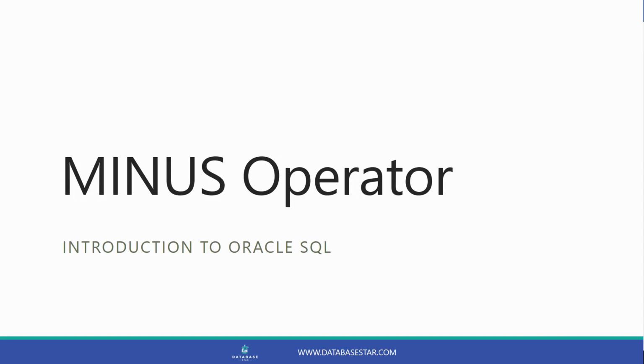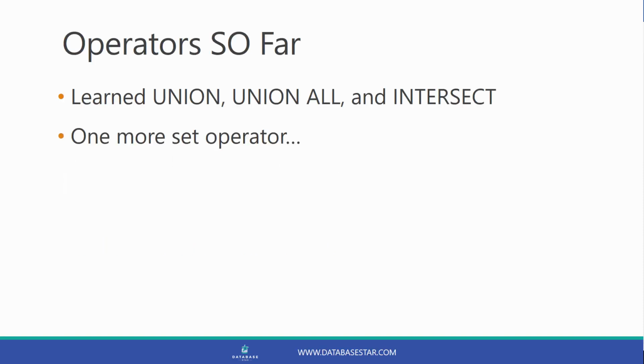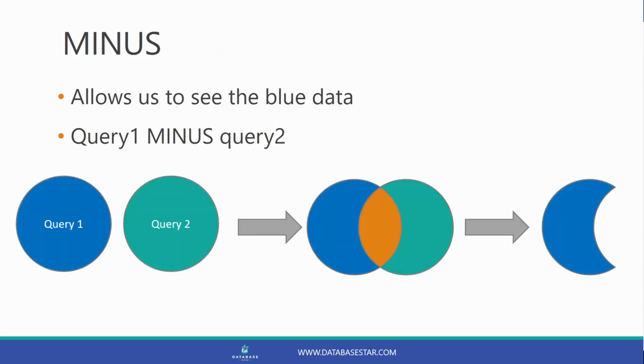The minus operator. So far, we've learned about union, union all, and intersect. There's one more set operator that we can learn about in Oracle. The minus keyword allows us to see data that looks like this. We can see data that exists in query 1 and exclude all the data that exists in query 2. It's called a minus operator because it's query 1 minus query 2.